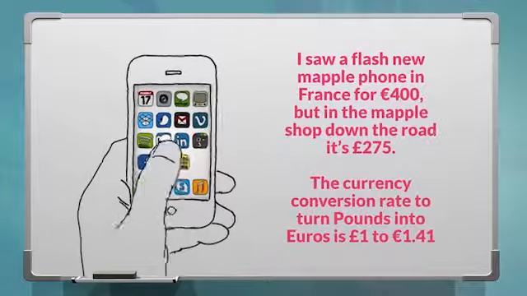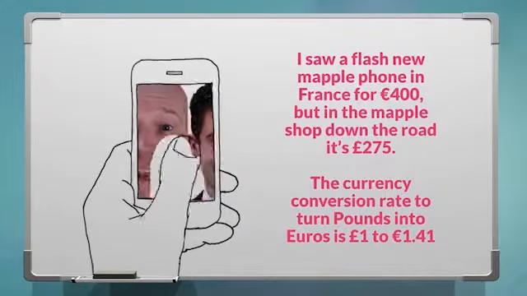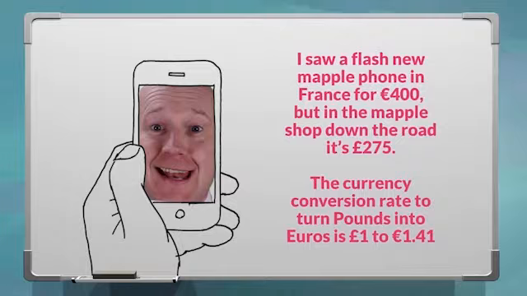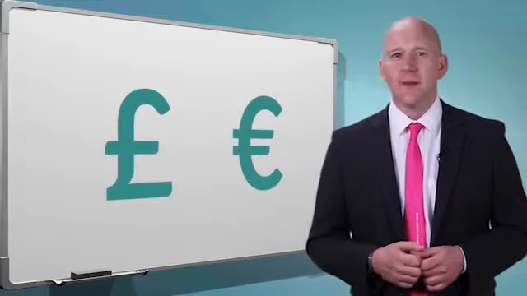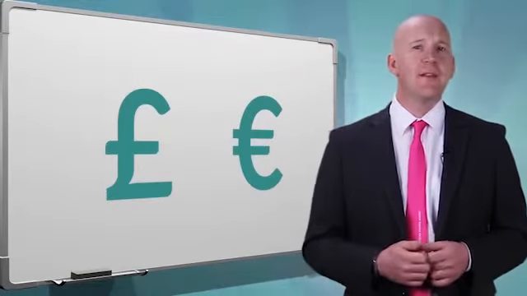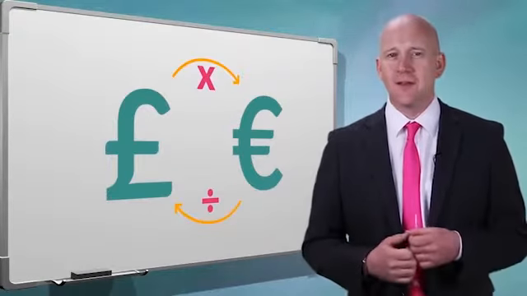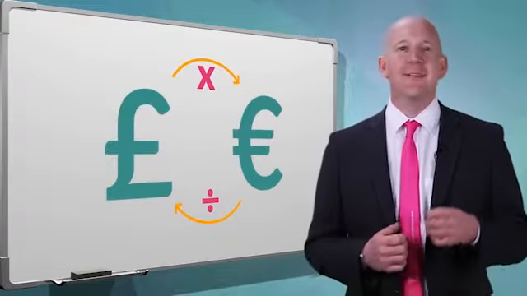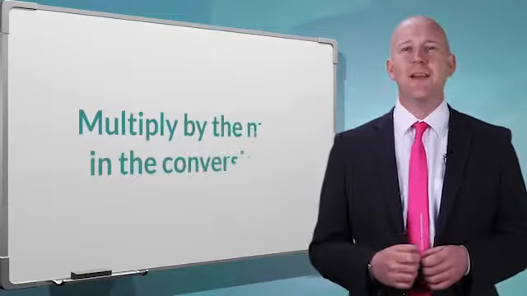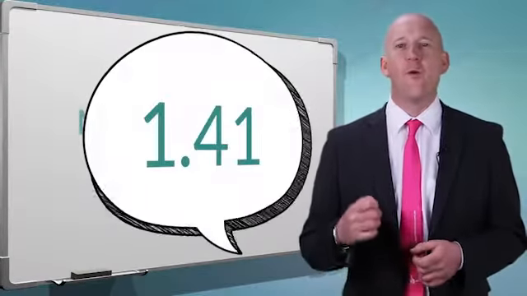I saw a flash new Maple phone in France for 400 euros, but in the Maple shop down the road it's 275 pounds. The unit conversion rate to turn pounds into euros is £1 to 1.41 euros. Now in the question, we have two different currencies. We can't compare them while they are different units, so let's change one of them into the other currency. It doesn't really matter which you choose to change, but I'm going to change the pounds into euros. To change pounds into euros, I need to multiply by the number in the conversion rate, which is 1.41.